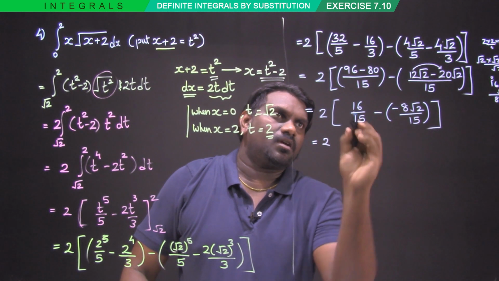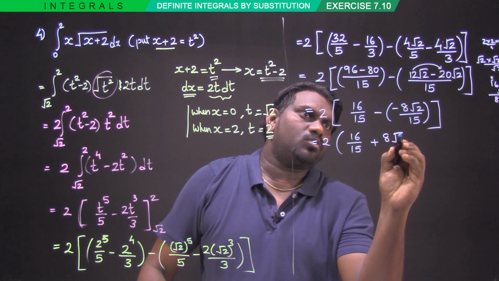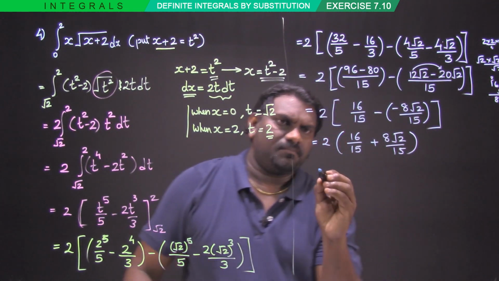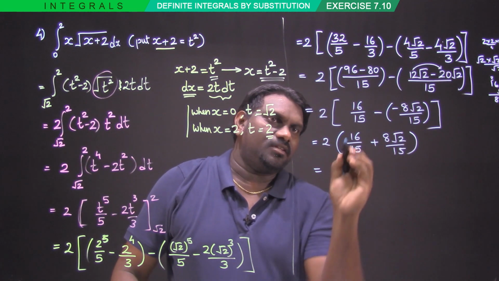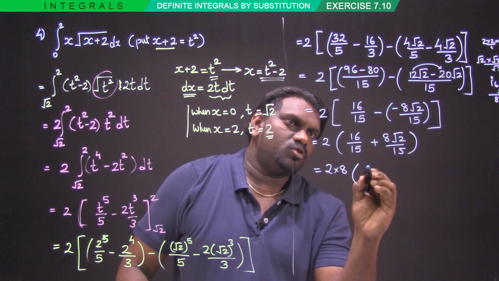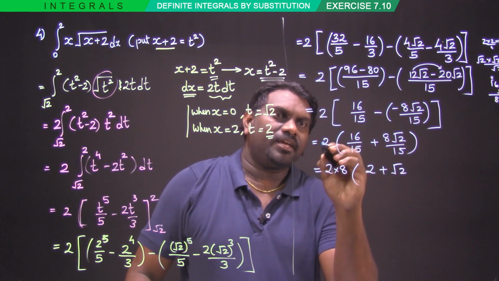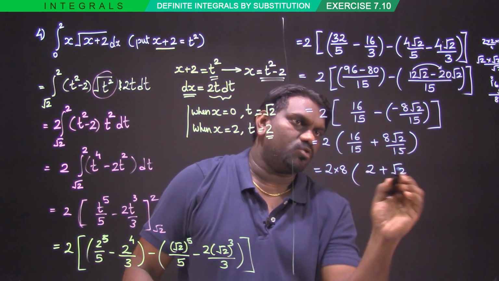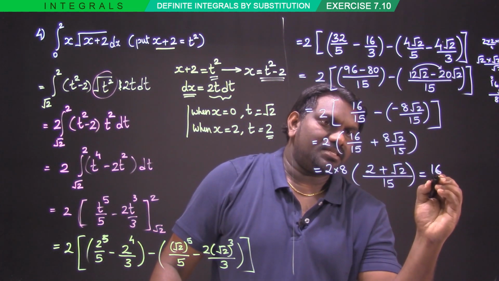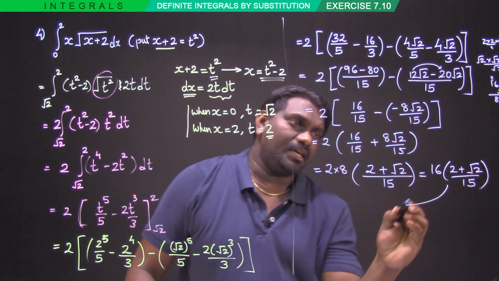And next step, you're going to open this, so what you will get here is 16 minus 15 plus 8 √2 by 15, dear. And this is a common factor, in fact you can write it so. Now I'm going to take a common 8 outside, so 8 into 2 plus √2, because one 8 went outside, by the common 15, right? That is equal to 16 into 2 plus √2 by 15. And in your textbook I think this is given like this.